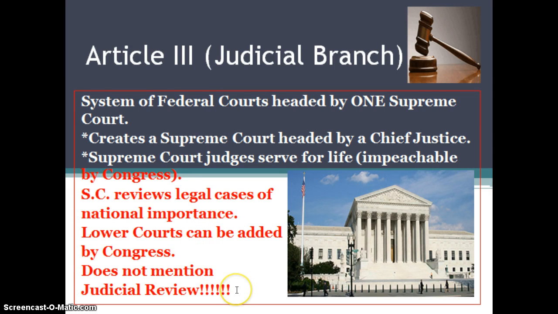Important here is the Supreme Court is famously known for judicial review, meaning that it does have the power to declare laws unconstitutional, laws passed by Congress, and a lot of people mistake that as a constitutional checks and balance. However, Article 3 does not mention judicial review, which is why the Supreme Court case of Marbury versus Madison, which you will talk about in the future, is so important to expand that power of the judicial branch.